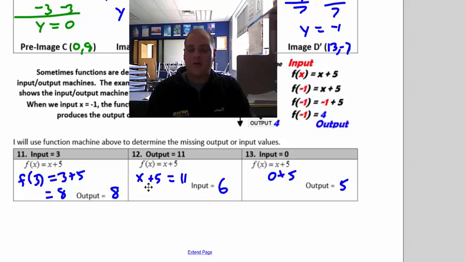If I put in a 6, 6 plus 5 equals 11, my input should be 6. And if you want to solve that out, you would just subtract 5 from both sides, and then you would get x equals 6. And you could do that in your head, but if it's more complicated, you would just solve the equation out.